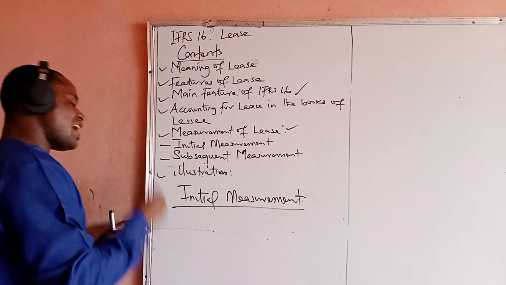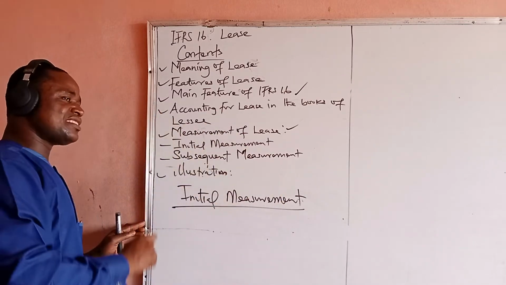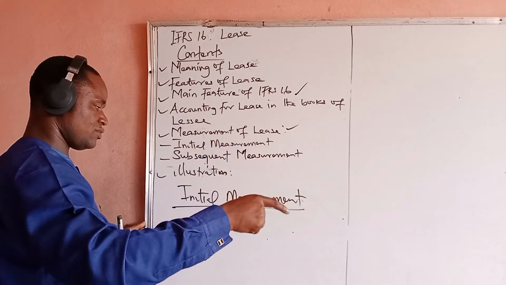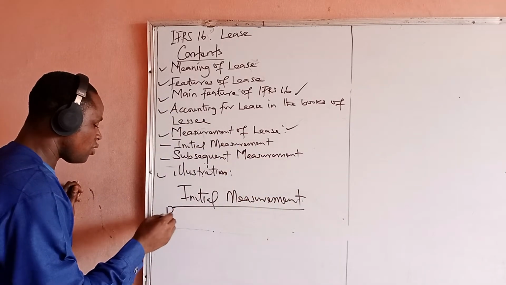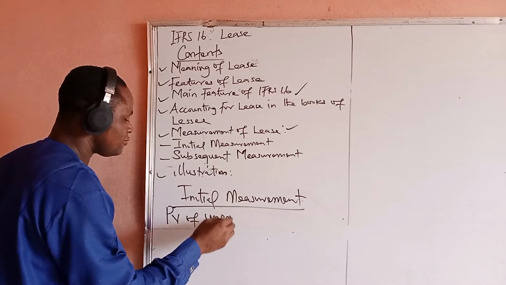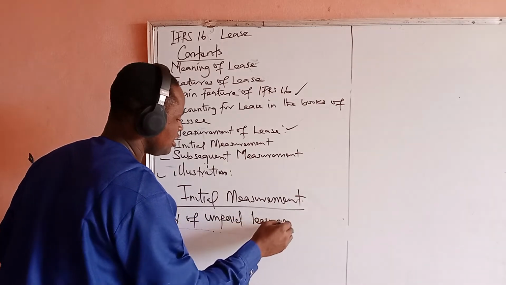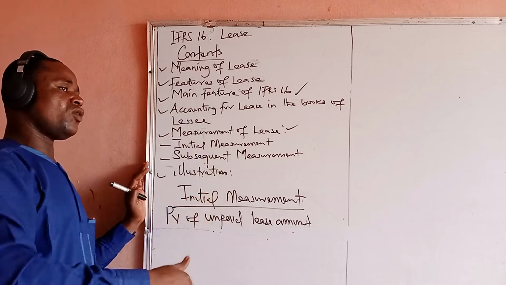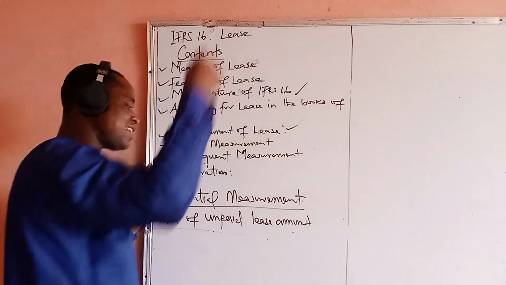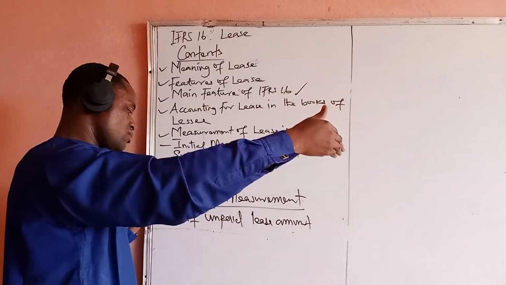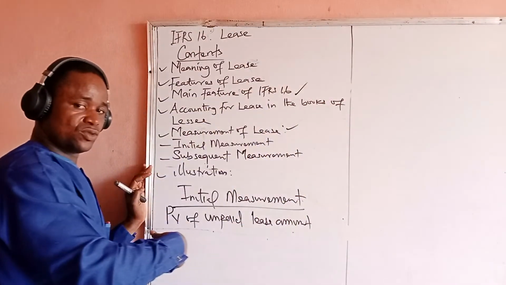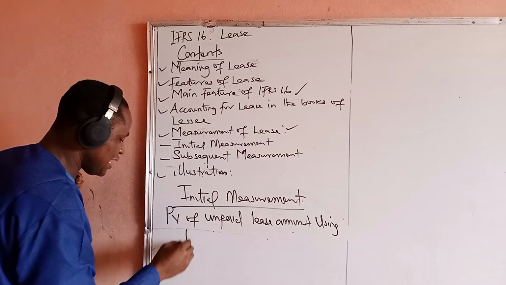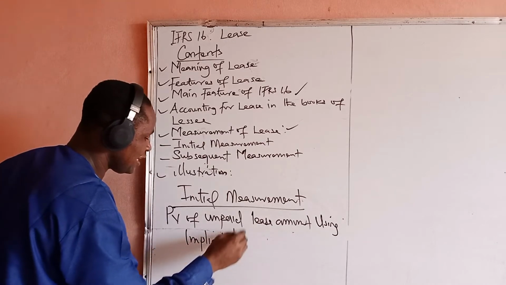Now, according to IFRS 16, the lease liability is the present value of the unpaid lease amount. That is everything the lessee has to pay under the lease in the future, that has not been paid now. So you find the present value by using the implicit interest rate in the lease.